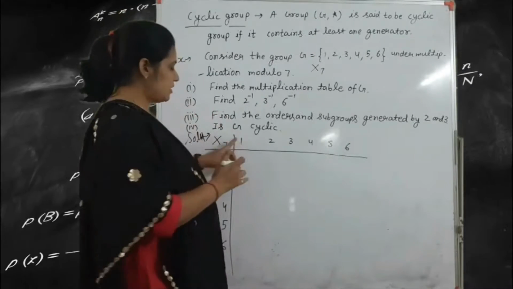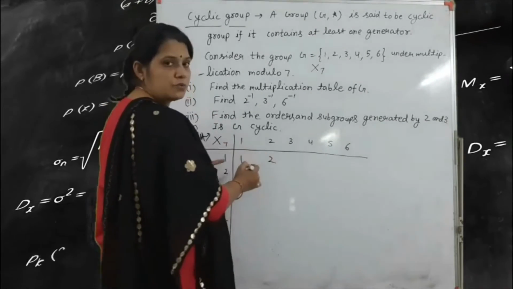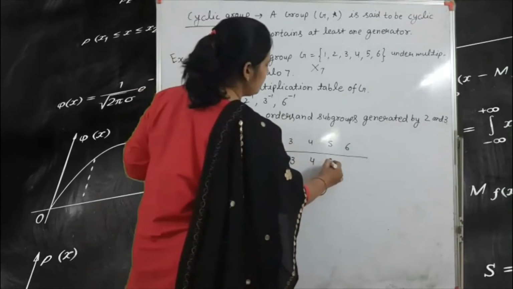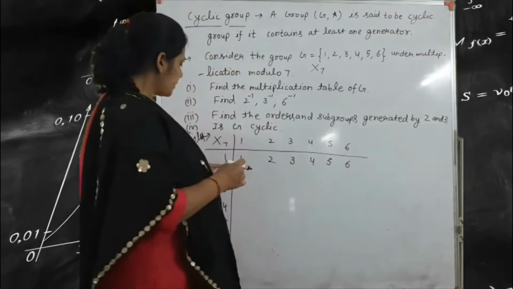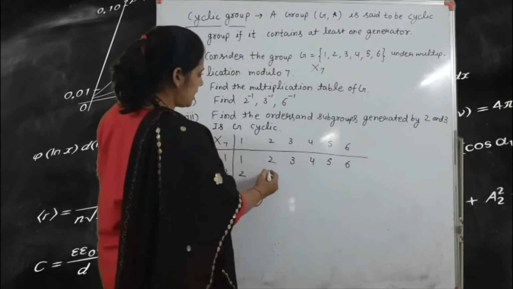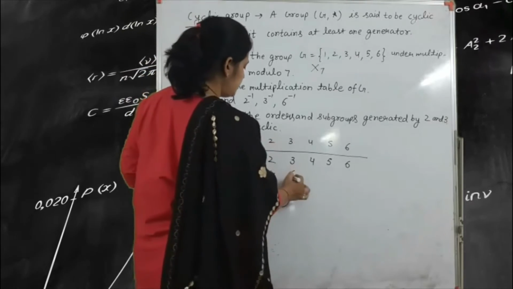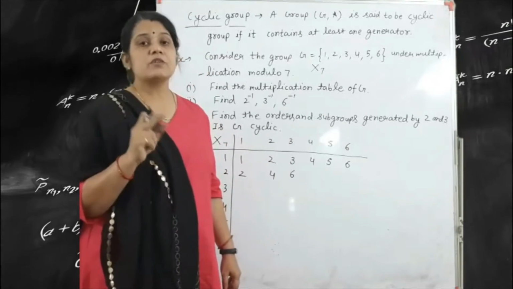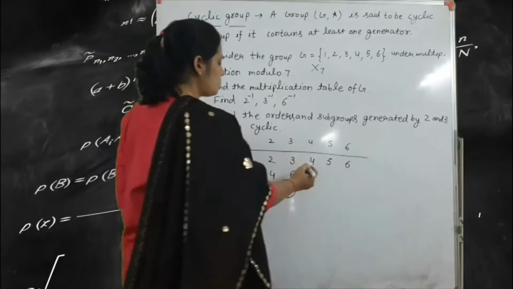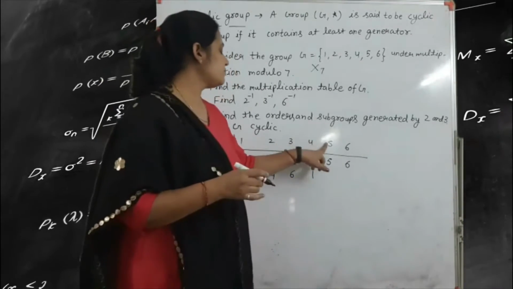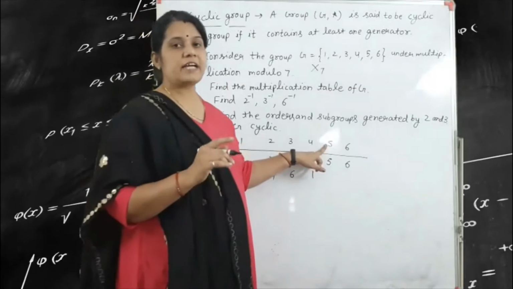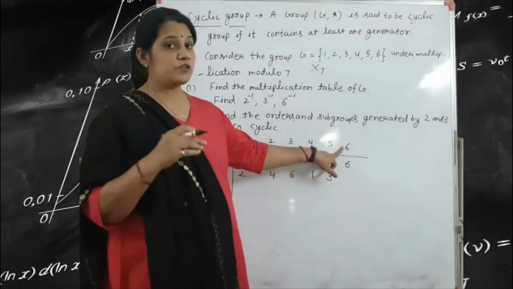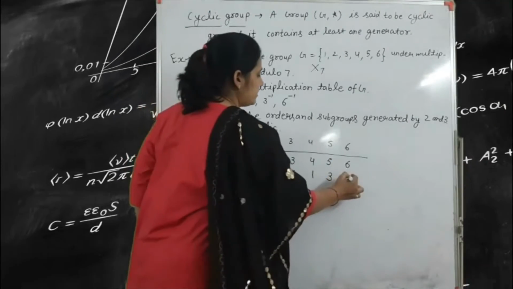Okay, so 1 into 1, 1; 1 into 2, 2; 1 into 3, 3; 1 into 4, 4; 1 into 5, 5; and 1 into 6, 6. Okay, 2 into 1, 2; 2 2s are 4; 2 3s are 6; and 2 4s are 8. So 8 is greater than 7, so 8 divided by 7, the remainder is 1. 2 5s are 10, so 10 divided by 7, so we write here the 3. Okay, and 2 6s are 12, and 12 divided by 7, so we write here the 5.